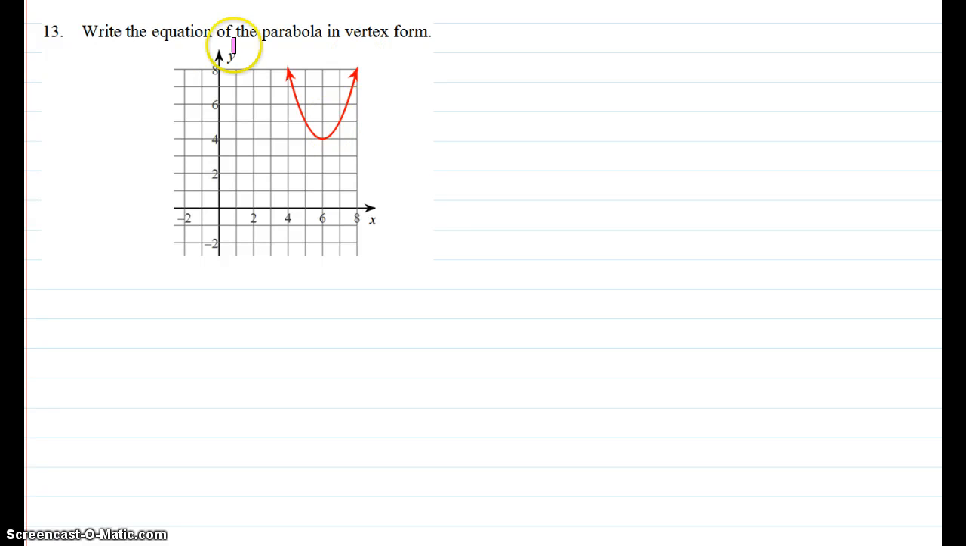All right, number 13, write the equation of the parabola in vertex form. So first thing you want to do is identify the vertex. So the vertex is at 6, 4. And so we're going to have our function. So this is the h value. This is the k value.